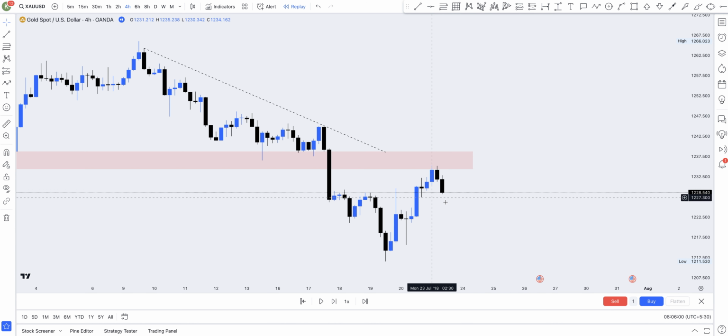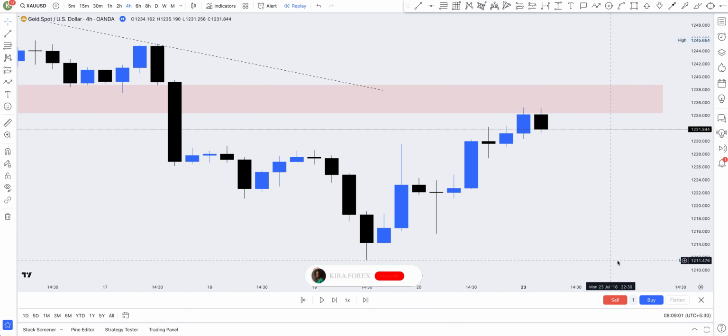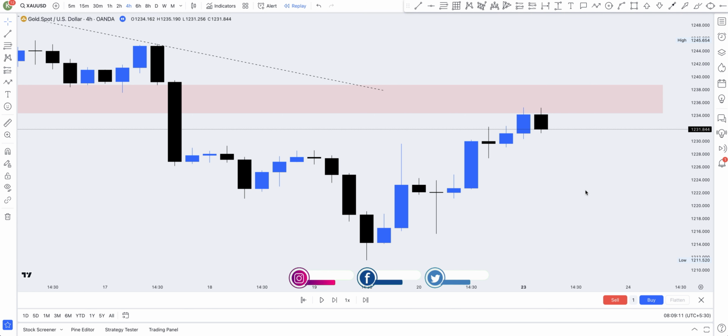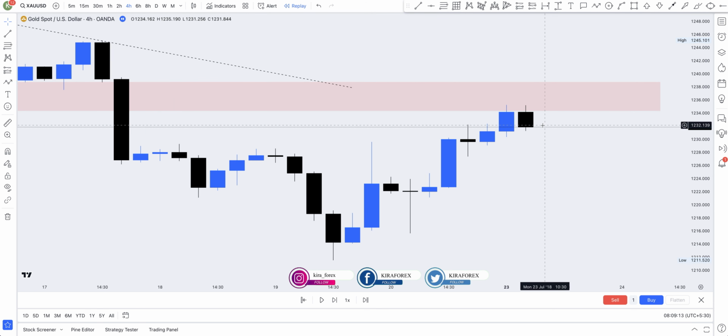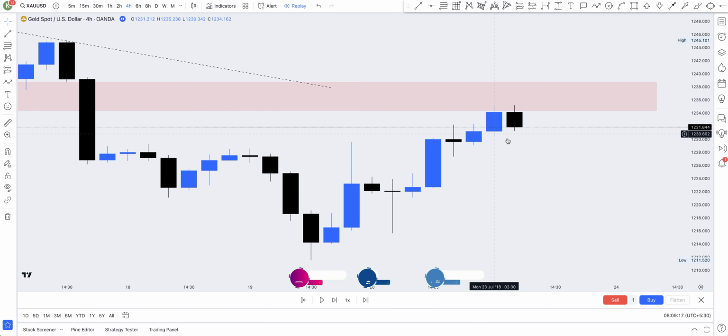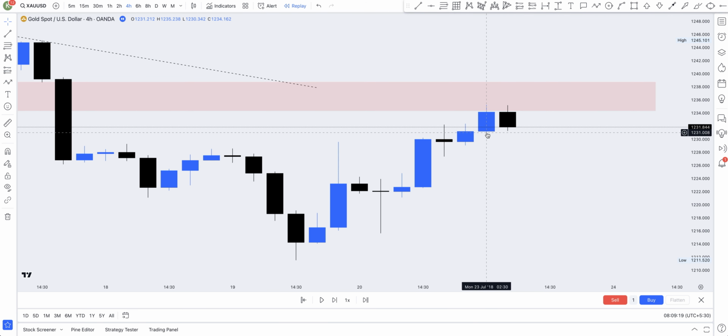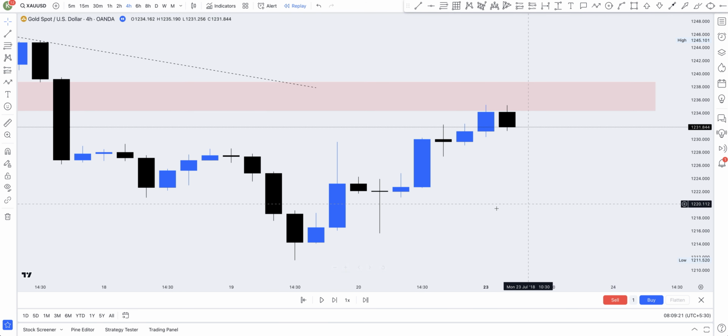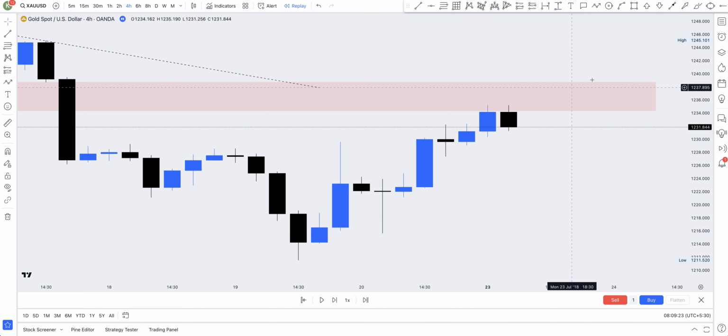Now let's look for an entry. So we talked about the trend. We've identified the trend, we've identified our key level. Now our key level here is also on a psychological level. So the last thing we have to look out for is the entry. Now when you look here, you can see that price has entered into our key level, and the candle that has formed here is a blue candle. So I'm going to look for my new support.